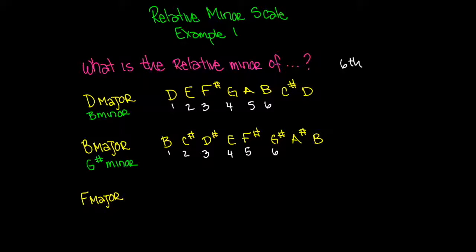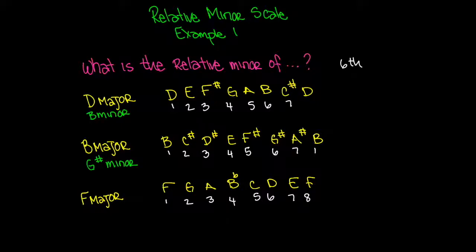Let's do one last example for this particular video. Let's figure out what is the relative minor for F major. And so once again, we have to write out our F major scale: F, G, A, B flat, C, D, E, F. Let's grab our B flat and let's number these 1, 2, 3, 4, 5, 6, 7, and 8. 7, 8, or 1, same thing. And let's figure out, what is the relative minor there? The relative minor to F major would be the 6th degree, and that would give us a D minor scale. And again, we just really want to understand that those scales are the same.